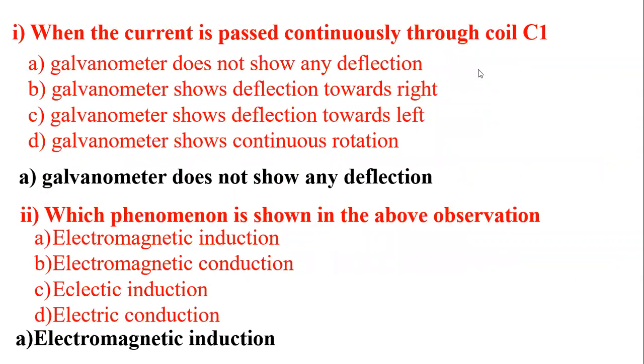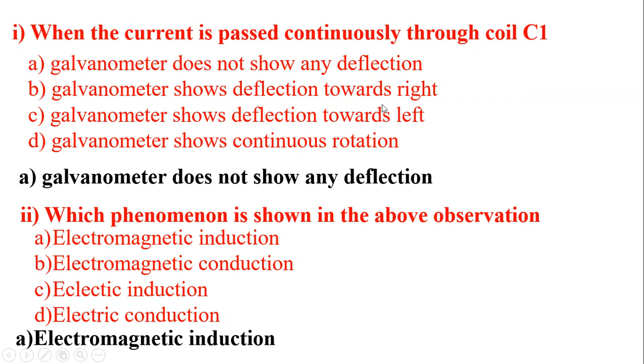The first question: when the current is passed continuously through coil 1, will current get induced? You understood that from the picture, no? This is electromagnetic induction. Electromagnetic induction you have studied under electricity, no? Electric current. Yeah. Look at the answers. Galvanometer does not show any deflection. Galvanometer shows deflection towards the right. Galvanometer shows deflection towards the left. Galvanometer shows continuous rotation.